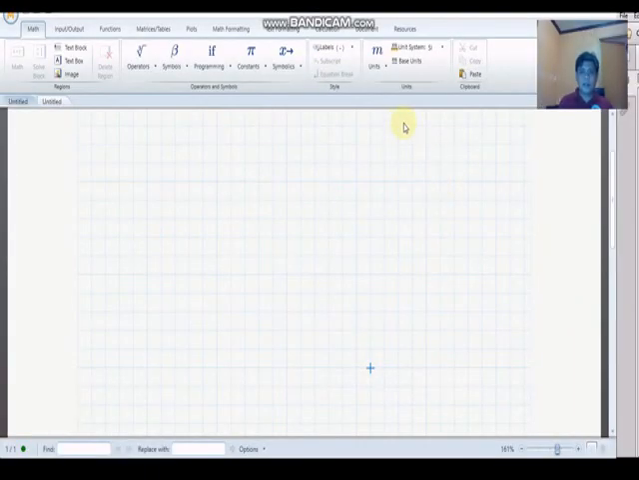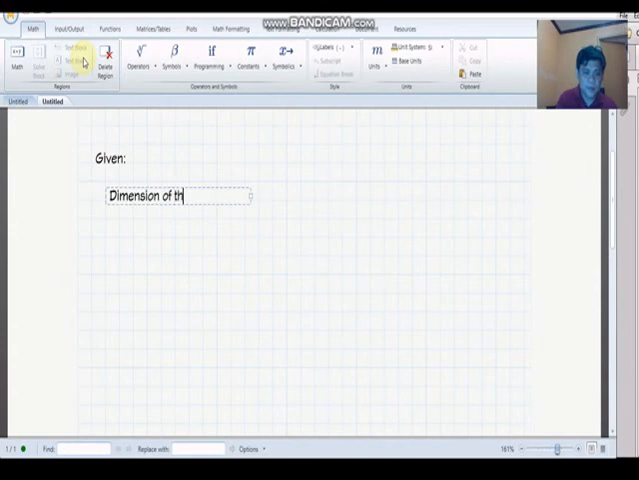So already on our MATCAD worksheet, let's define the given. We're given the dimension of the post. Actually, it's the width of the post. Let's say that it's represented by variable b. Our b is equivalent to 300 millimeters.